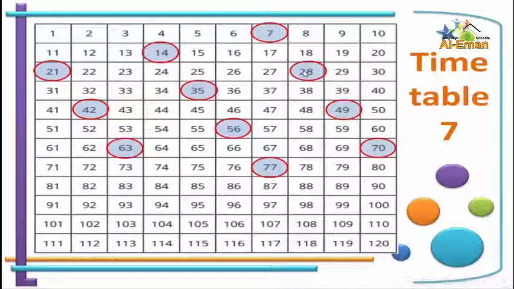7 multiply 3 equal 21. 7 multiply 4 equal 28. 7 multiply 5 equal 35. 7 multiply 6 equal 42. 7 multiply 7 equal 49. 7 multiply 8 equal 56. 7 multiply 9 equal 63. 7 multiply 10 equal 70.